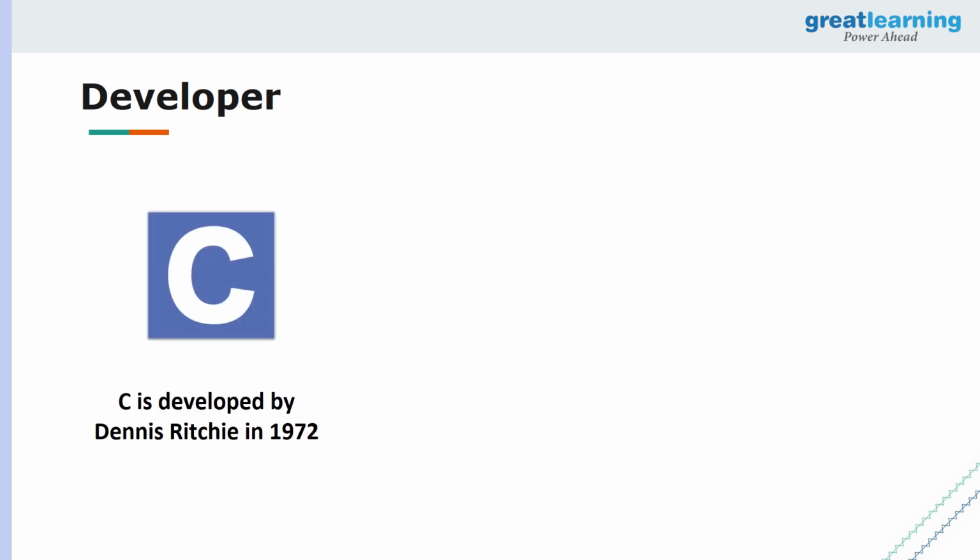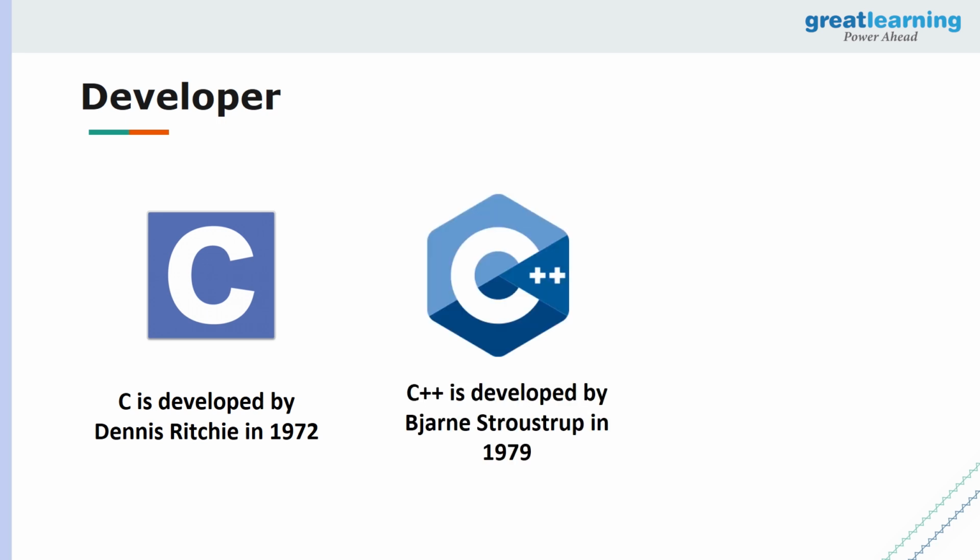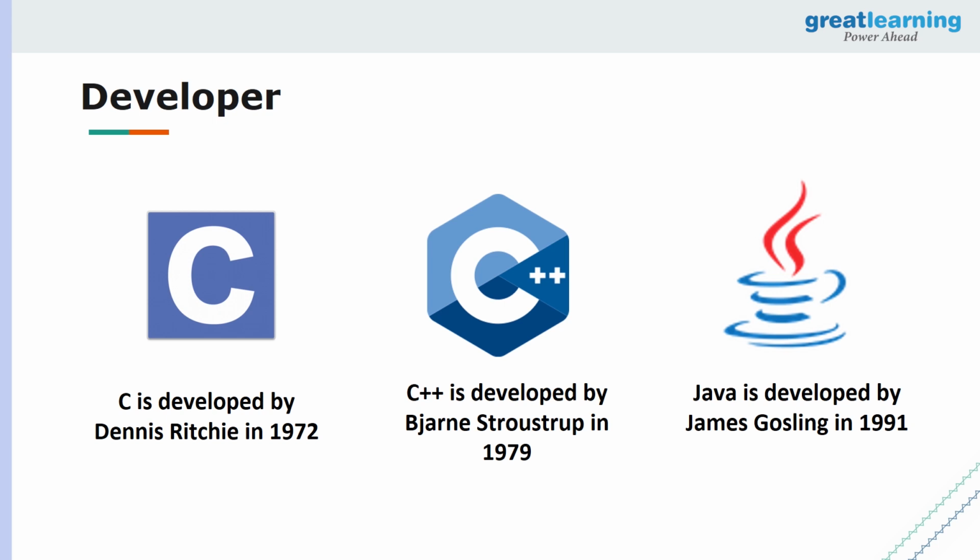Let's move to the second difference, which is the developer. Who is the developer for C, C++, and Java? The C programming language was developed by Dennis Ritchie in 1972. Similarly, C++ was developed by Bjarne Stroustrup in 1979, and Java was developed by James Gosling in 1991. These are the names of the developers who developed these programming languages.